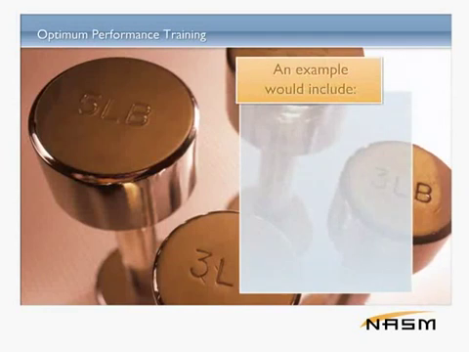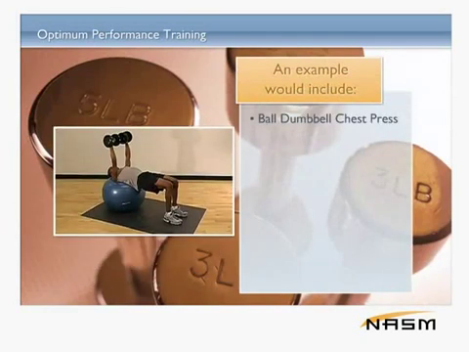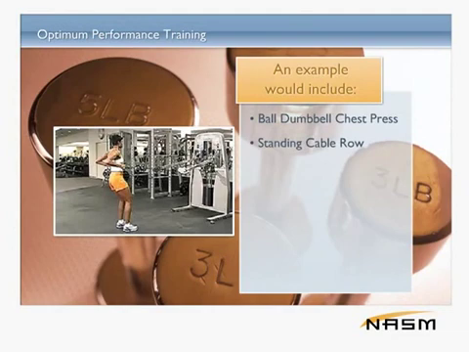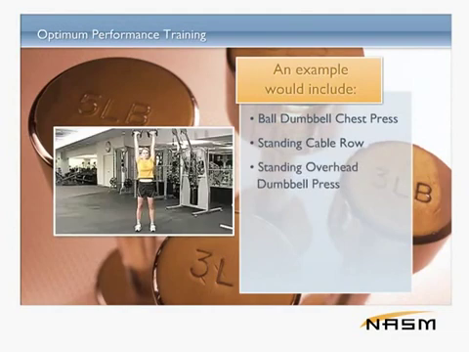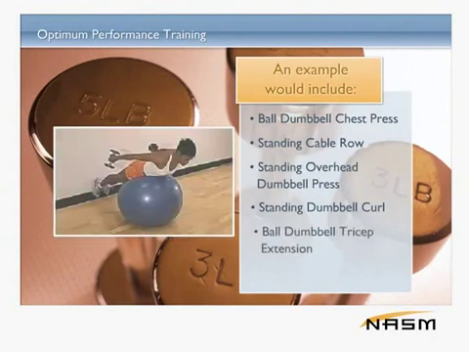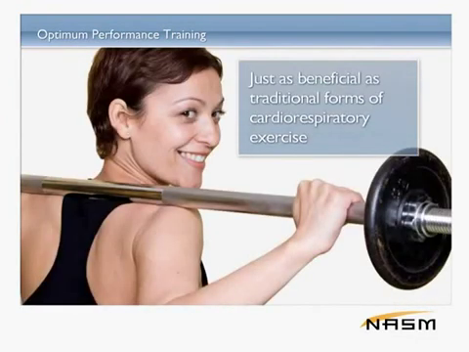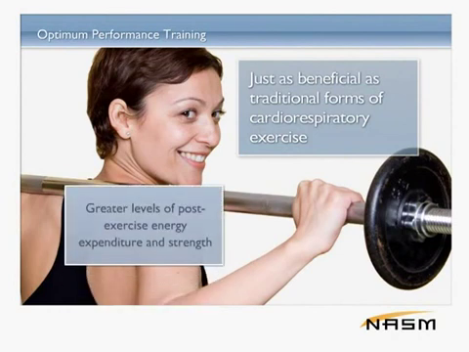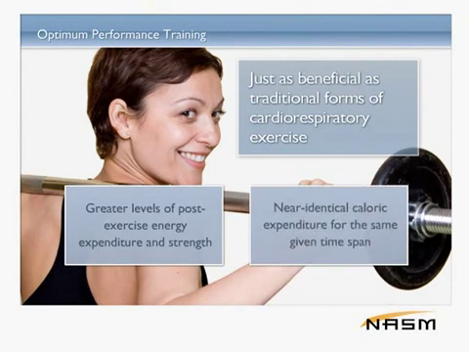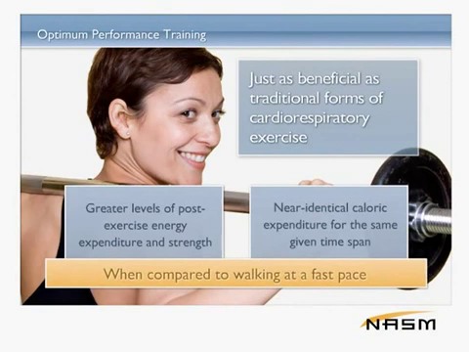An example would include performing a ball dumbbell chest press, then without rest perform a standing cable row, then a standing overhead dumbbell press, then a standing dumbbell curl, then a ball dumbbell tricep extension, and then finally a step-up performed before resting. Circuit training is just as beneficial as traditional forms of cardiorespiratory exercise for improving and/or contributing to improved fitness levels. Circuit training produces greater levels of post-exercise energy expenditure and strength and near-identical caloric expenditure for the same given time span when compared to walking at a fast pace.